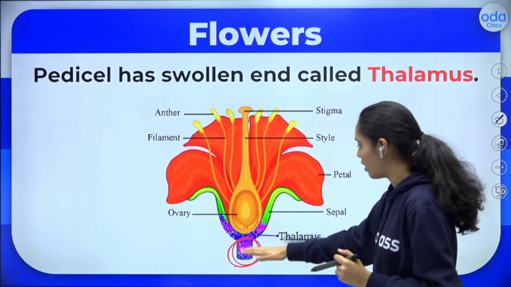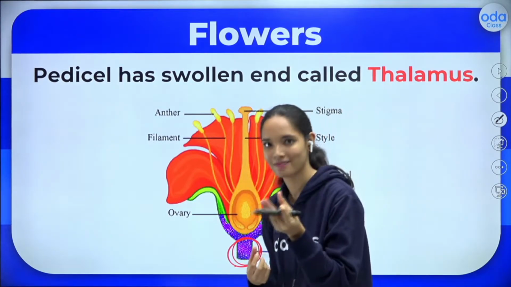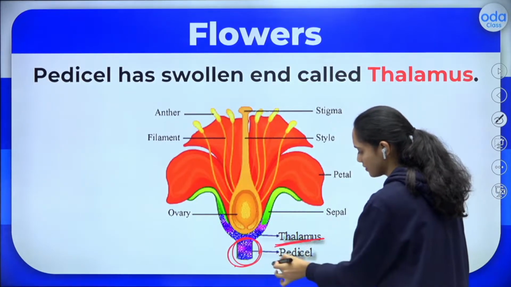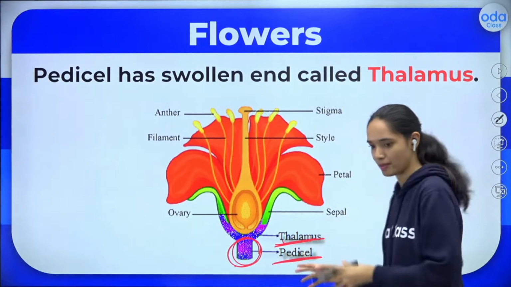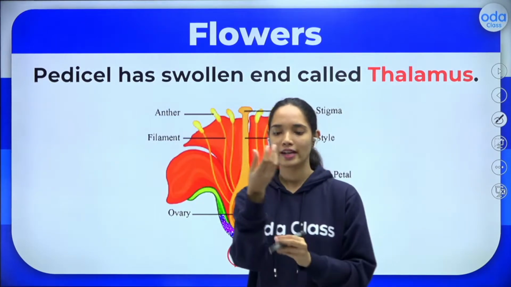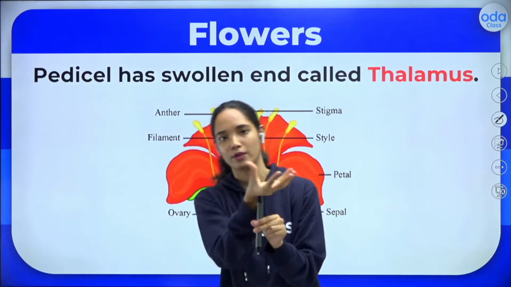Okay, and now this pedicel has a swollen end, and that end is called the thalamus. It is because of these parts of the flower, basically, that it gets a support like this and it can stand properly.